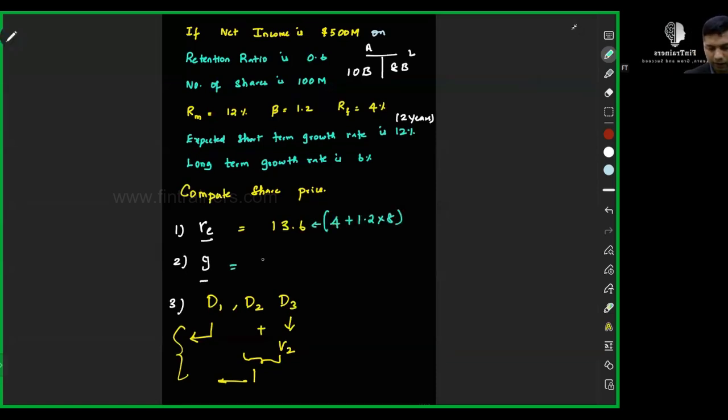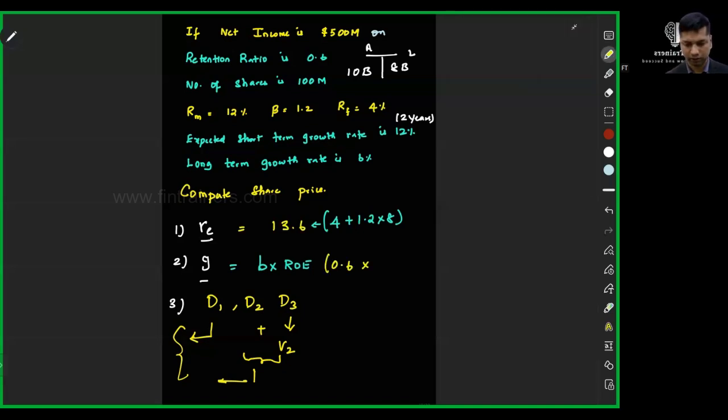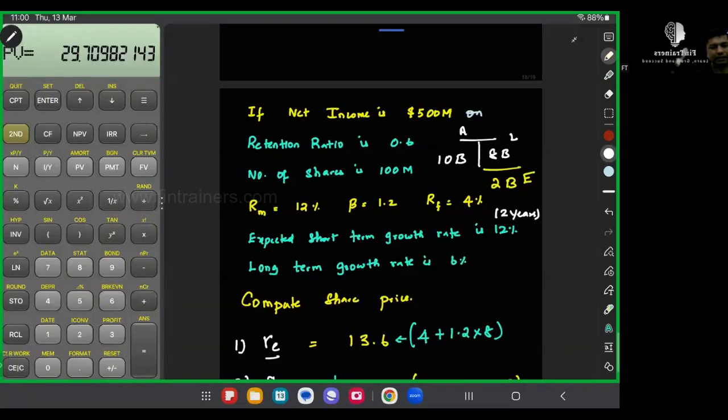Now your growth rate is b into ROE. Your retention ratio is given directly, 0.6. What is your return on equity? 25%. Very good. How did we get this 25%? Net income is 500. Your equity is 2 billion, 10 minus 8. That is your equity side on your balance sheet. That is 2 billion. So your growth rate is 0.6 into 0.25. That comes to 0.15. That's like an ending or average. I didn't give you a prior year. So if they don't give you that, just use the equity.